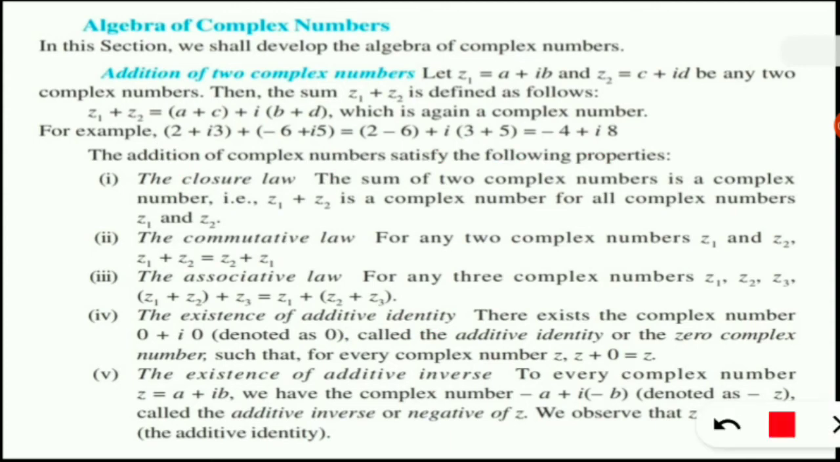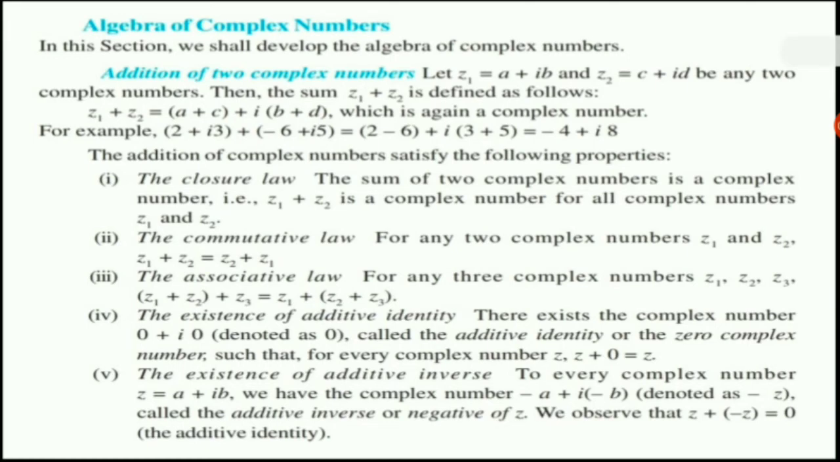So students, next one is the existence of additive inverse. To every complex number z equal to a plus ib, we have the complex number minus a plus i into minus b, denoted as minus z, called the additive inverse or negative of z. We observe that z plus minus z equals 0.